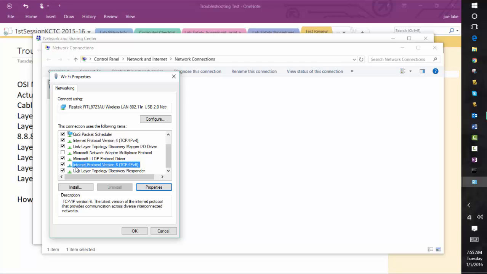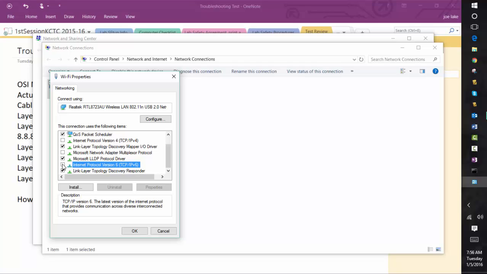The same thing happens with IPv4, IPv6. It takes forever for them to get around to changing it. What would happen if I unchecked this and unchecked this? And might I do that to you?